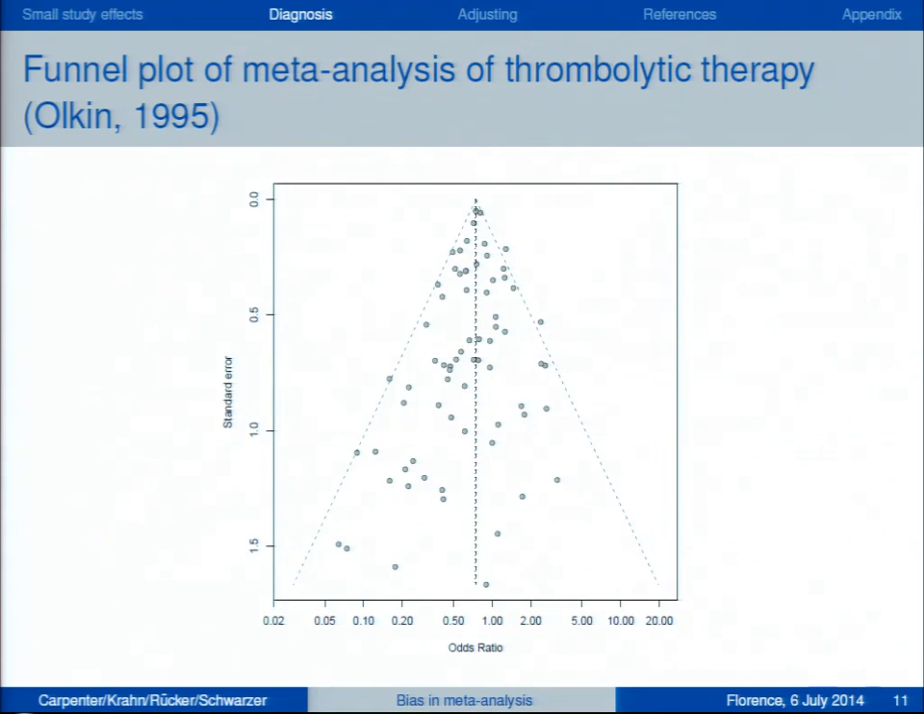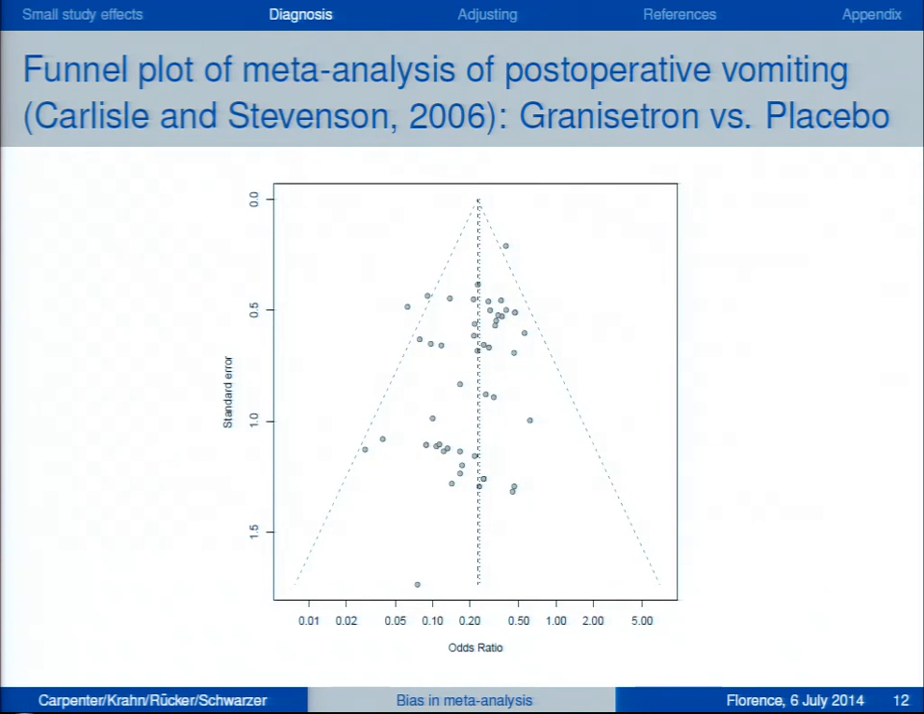And this is an example, just this example of these Olkin data, meta-analysis of thrombolytic therapy with very many studies, 70 studies here. And this is sort of a triangle, but we might see a gap at the right bottom part of the plot. There might be a gap where we could think of missing studies right there. This is another example for another Cochrane review, postoperative vomiting, and there might be some asymmetry too, but we don't know. So I think it's not so easy to interpret this funnel plot.